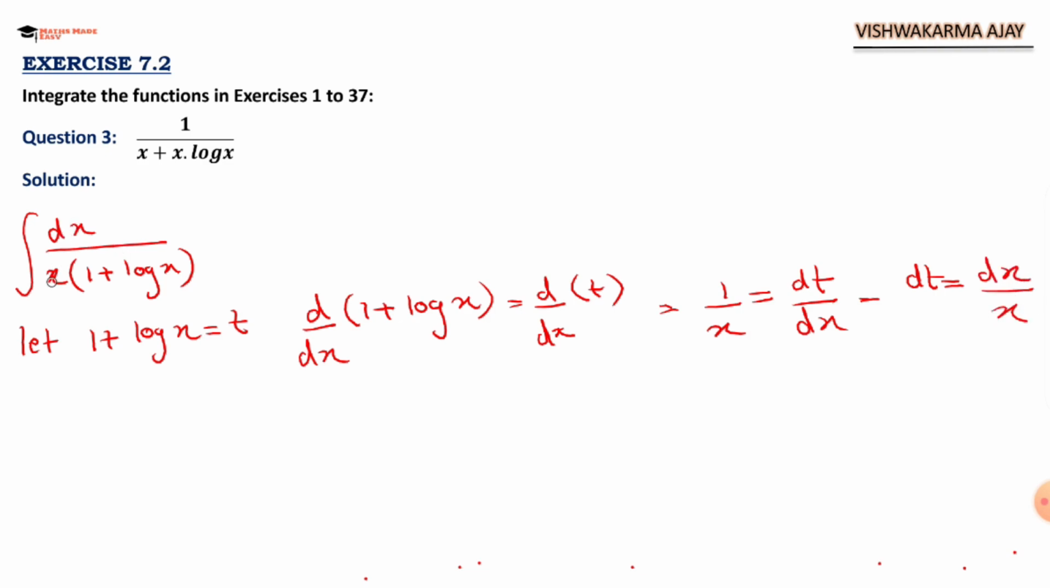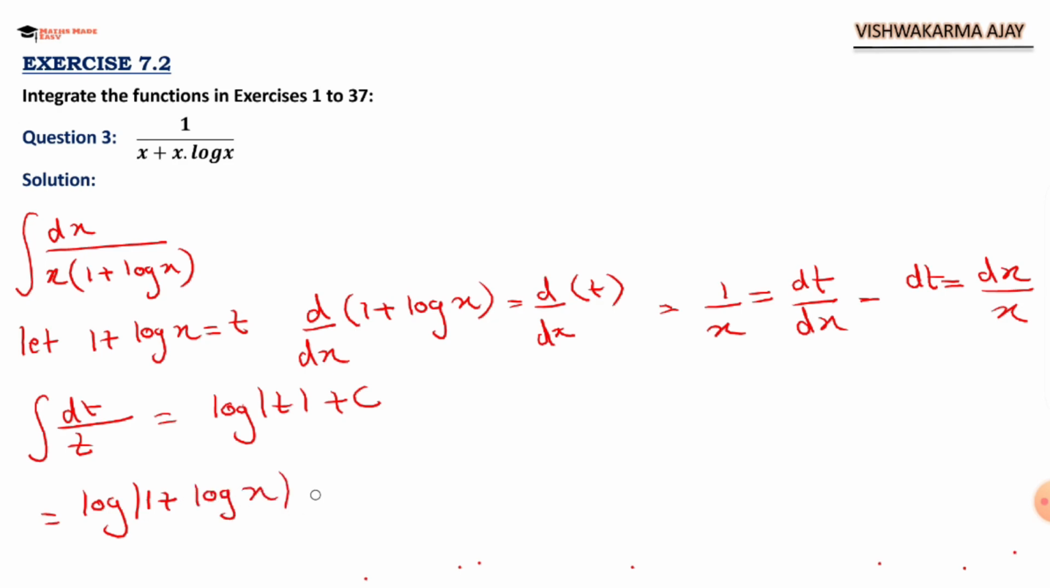So in this case, dx upon x will be replaced by dt, and 1 plus log x we have already taken as t. So what I have here is dt upon t. Now you know that it's like the first question. It is equal to log of t plus c, and don't forget to resubstitute the value of t, which is equal to log of 1 plus log of x plus c. I hope you got this question. We will be moving to the next one now.